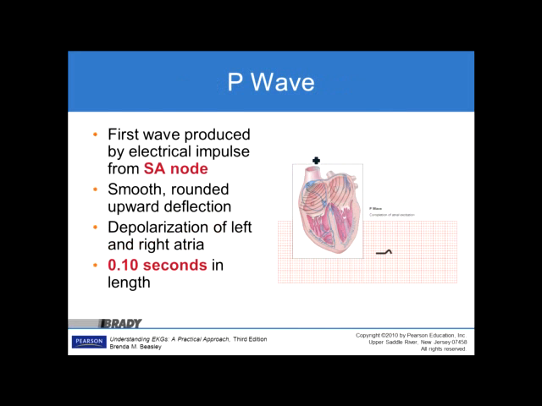The P wave. And I'm going to draw a lead 2 on all of these things here so that we can see negative, positive electrode. The P wave is upright because it starts at the SA node and it is headed in this direction. First wave produced by an electrical impulse from the SA node. Smooth, rounded upward deflection. Depolarization of the left and right atria should last somewhere around 0.10 seconds in length. The P wave is upright because it is headed towards a positive electrode.